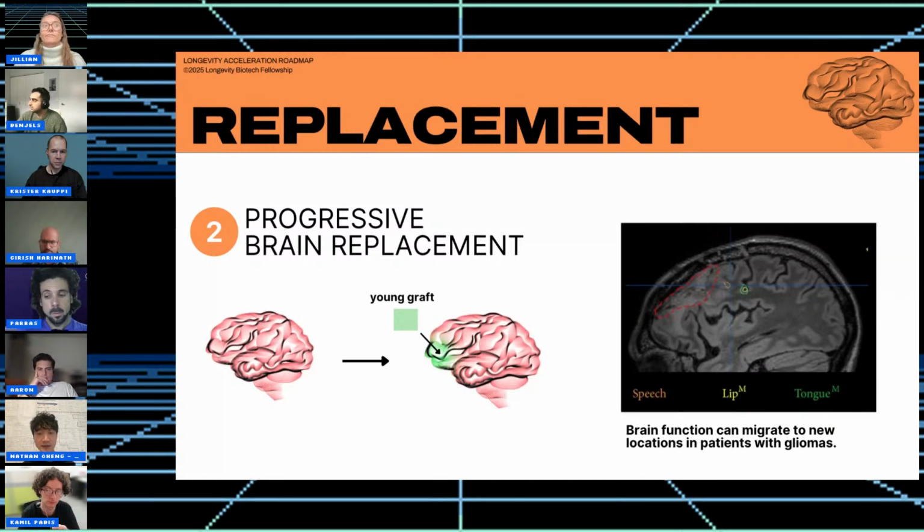And because the brain has neuroplasticity, the functions that need to be essentially migrated could be moved to these new young neural tissue grafts. Okay, and if it's done slowly, essentially.